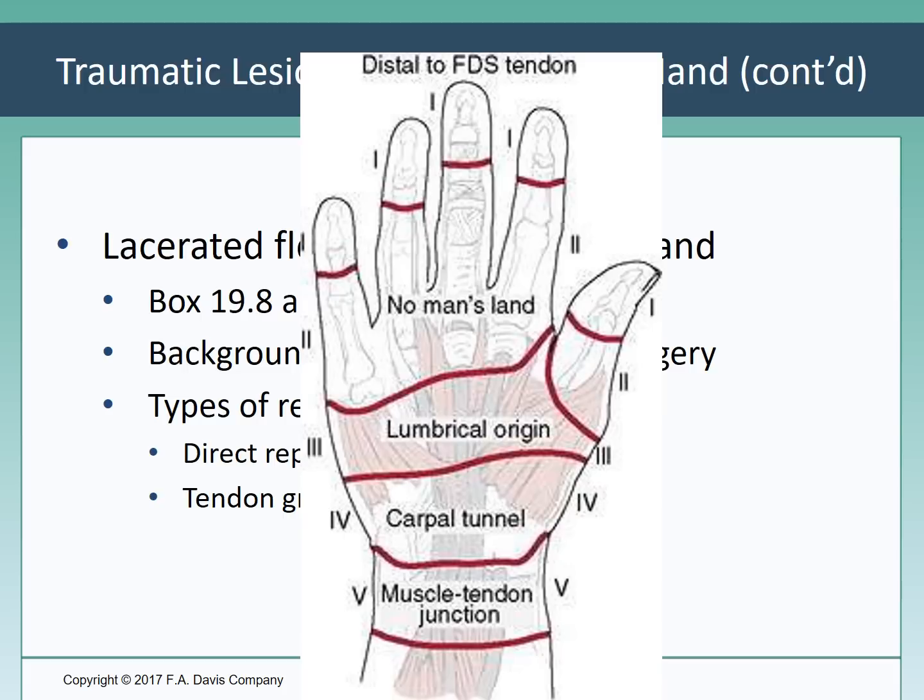With the types of repairs, there's direct repairs versus other types of repairs. With a direct repair, if you have a straight laceration, directly across, they can do a direct repair. If you have more of a jagged laceration, then they usually have to do a tendon graft, because now you don't have equal parts of that tendon to stitch back together.